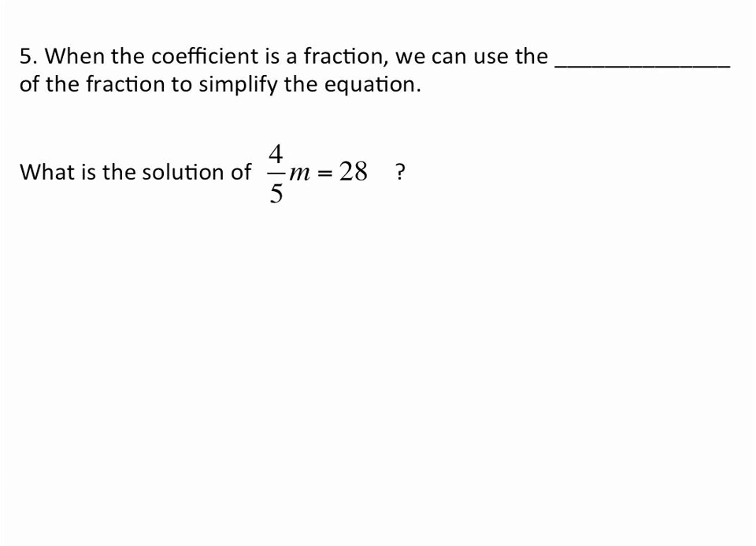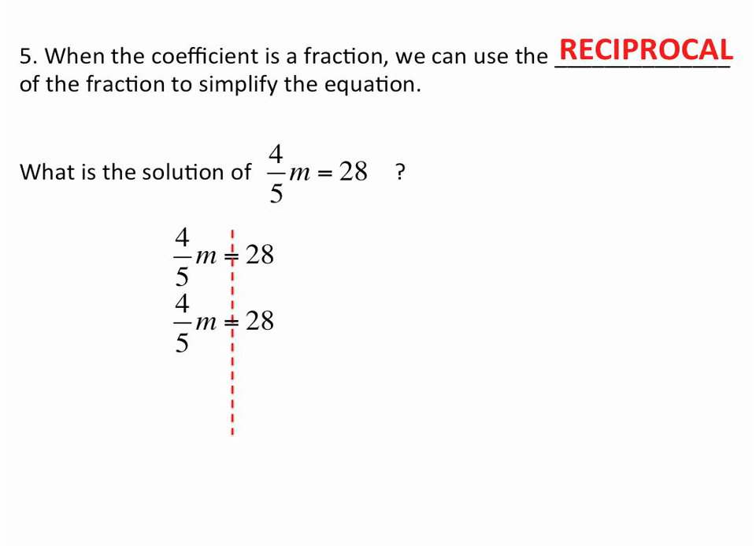Okay? When the coefficient is a fraction, we can use the reciprocal of the fraction to simplify the equation. Remember, reciprocal is taking the fraction and flipping it. So they asked me for the solution of 4 over 5 m equals 28. So a one-step way to handle that would be to multiply both sides by 5 over 4. That's the reciprocal of 4/5. Remember, whatever you do on one side, you have to do to the other side.